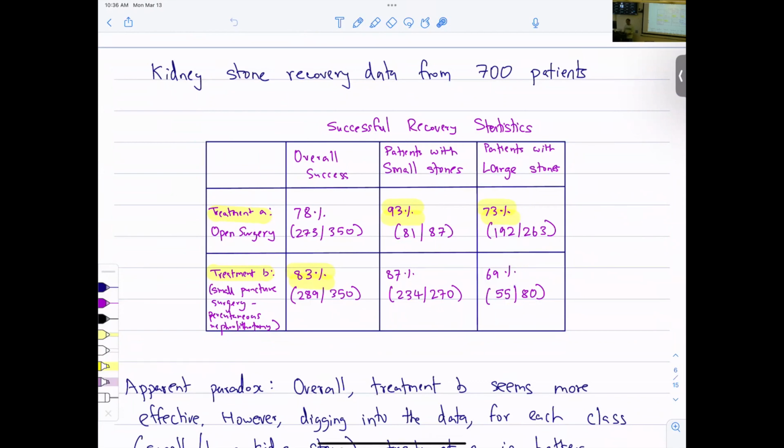So the summary at this point is the following. If you have a small stone, treatment A is better. If you have a large stone, treatment A is better. But if you have a stone, either large or small, and you don't know what size it is, then treatment B is better.